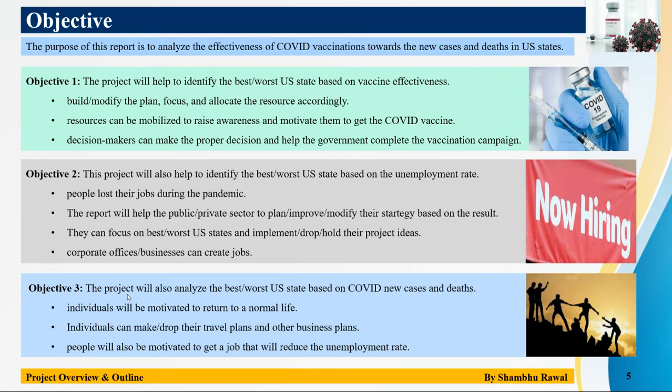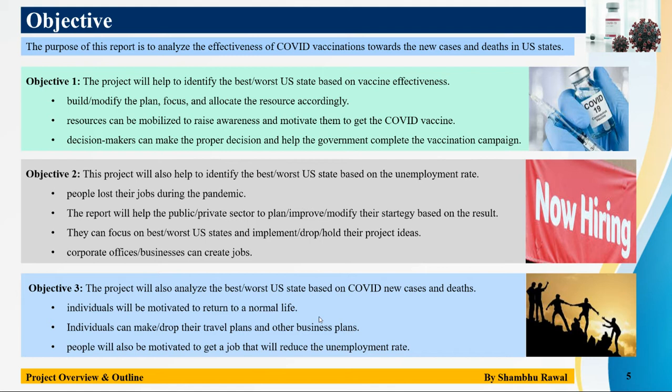Another objective of this report is to analyze the best and worst US states based on COVID new cases and deaths. Individuals will be motivated to return to a normal life. Individuals can make or drop their travel plans and other business plans. People will also be motivated to get a job, which will reduce the unemployment rate.